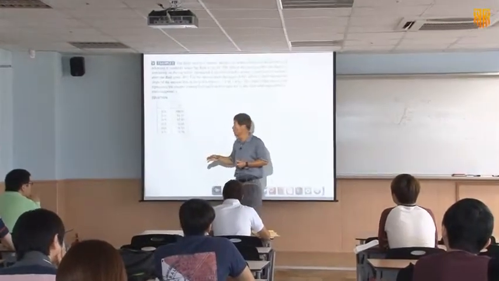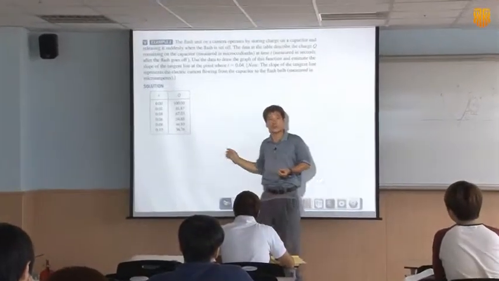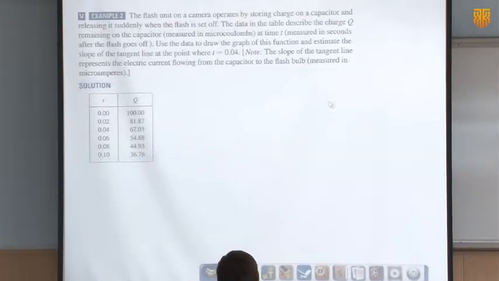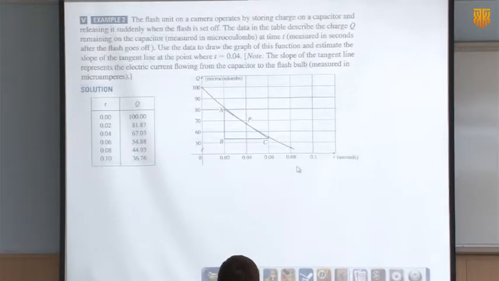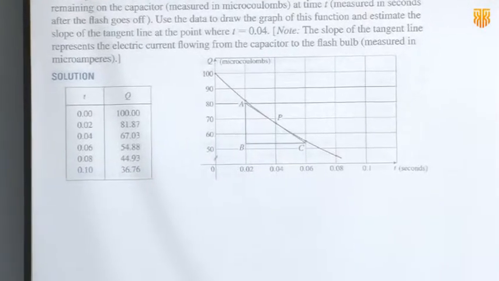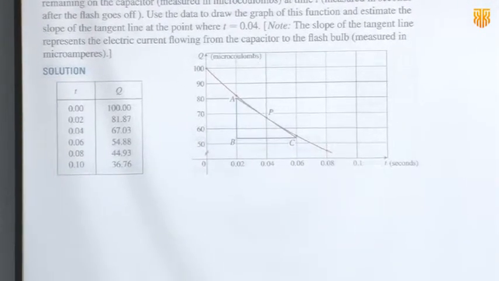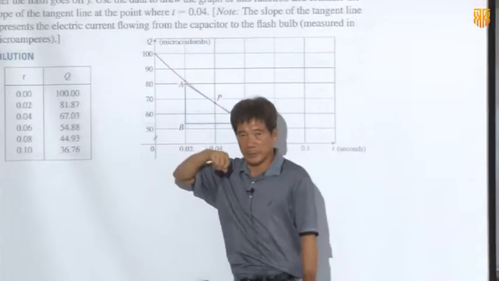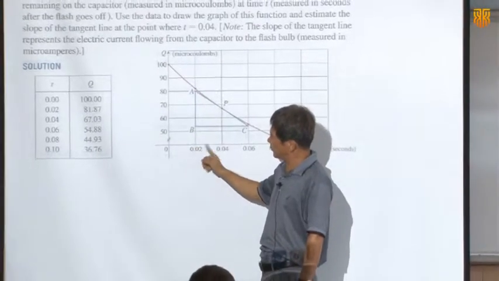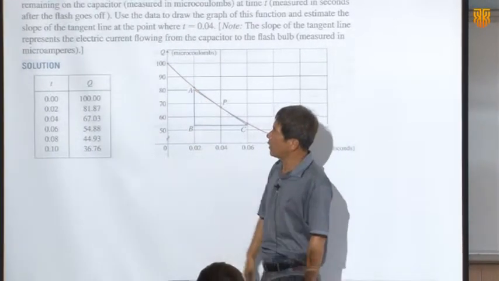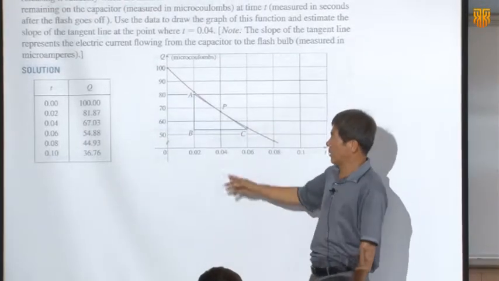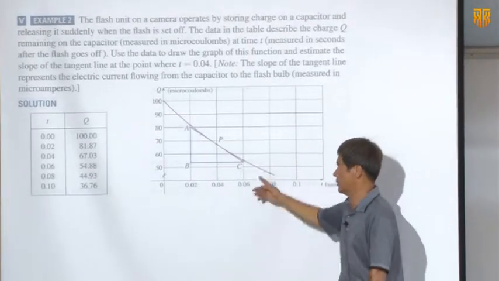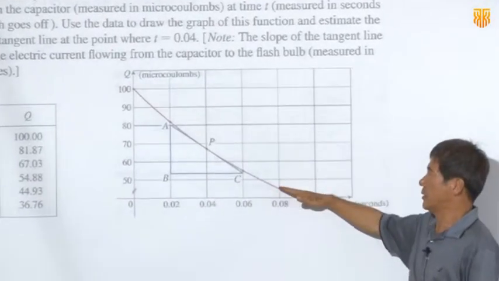Okay, then what do you have to do? You have to plot these points on the graph, okay? Then it will be like this. At time 0, the charge is 100. Then after 0.02 seconds, it goes down to 81.87, right? And then after another 0.02 seconds, it is going to be 67.03, and so on. Everything is going like this.